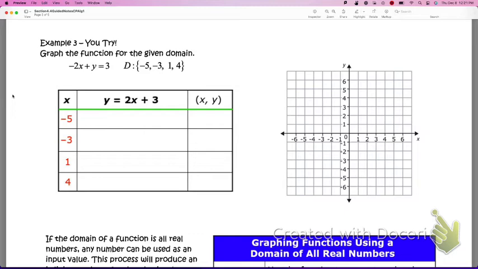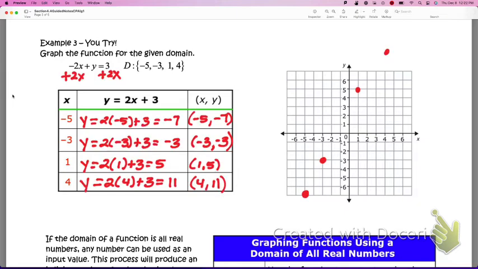You see how they already solved it for you guys? That was nice of them. All right, did you get something similar to that? Yeah, 411 ends up there in space, but it's okay.